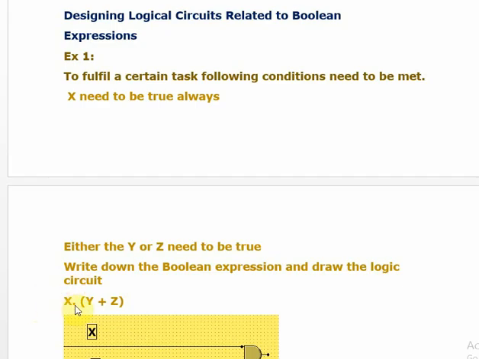Then you have to see if any AND is there. Next to that AND, from the other branch this should come. Very simple. That means for the AND gate there are two branches. One branch should represent X, the other branch should represent Y or Z.